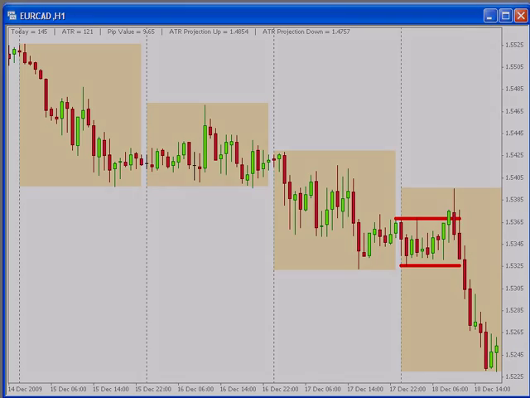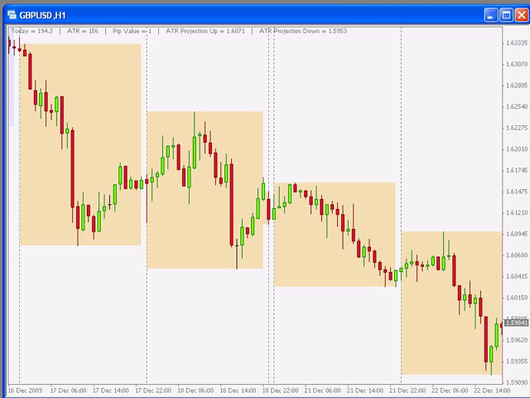All right, another quick example: the sterling pound against the American dollar on the 1 hour time frame, clear downtrend as per the week. We're going to focus on that part of the chart.